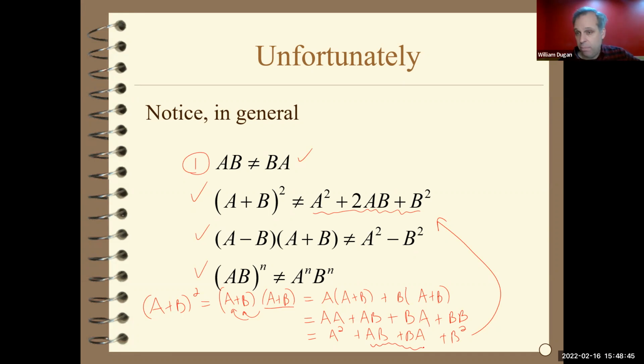If you have (AB) to an integer power, it's not equal to A to the integer power times B to the integer power. Again, because of that first property, because you can't change the order, all of these now are not true. Not in general. They might be true for particular matrices, but in general, they're not true. And I think that's enough for that part of the video.